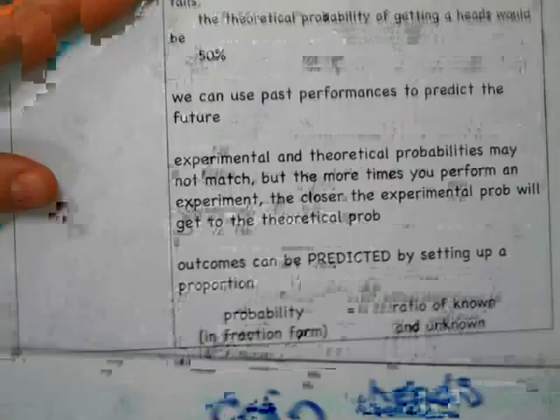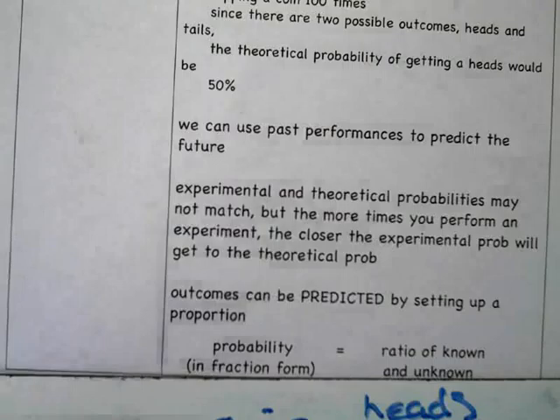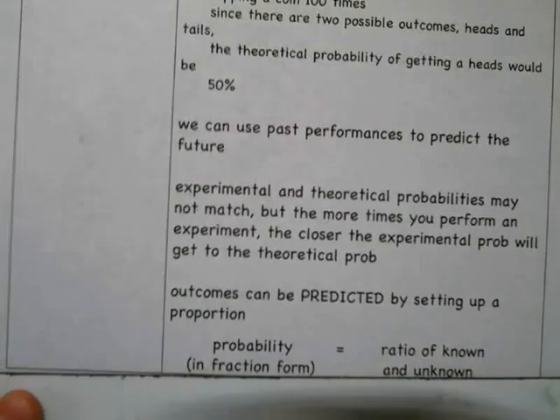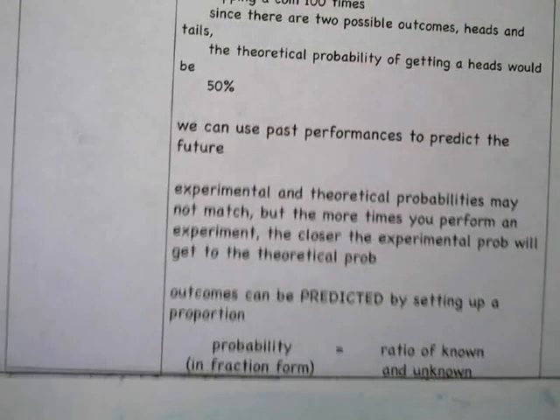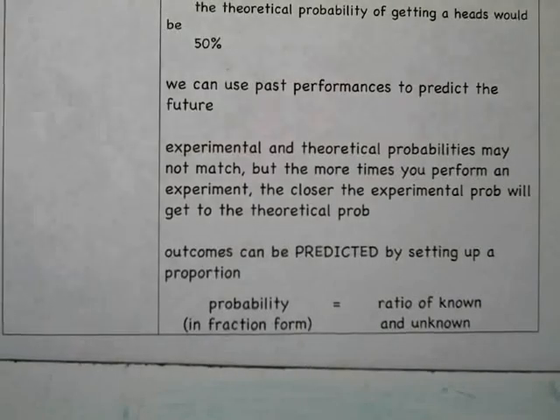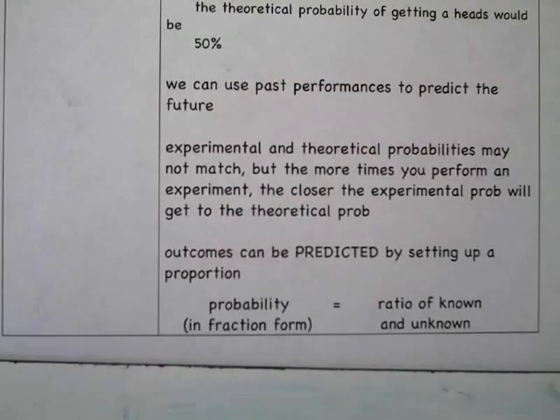So we went all through here. Outcomes can be predicted by setting up a proportion. So the probability as a fraction is equal to the ratio of the known and the unknown. Let's look and see what that actually means.